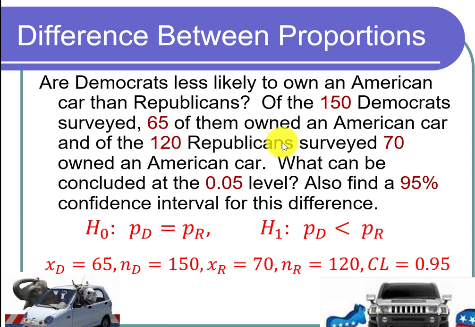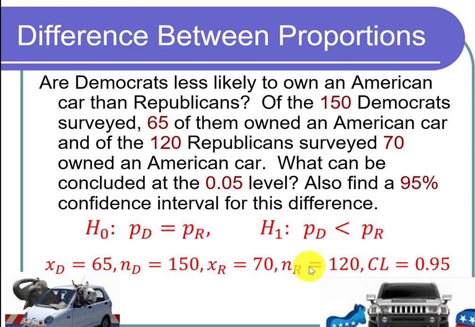And of 120 Republicans surveyed, 70 own an American car. So x sub R is 70, and n sub R is 120. We want a 95% confidence interval, so our confidence level, CL, is 0.95. And as we're used to, we can jump right to the calculator.